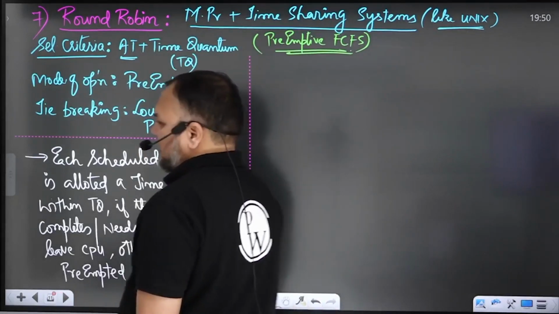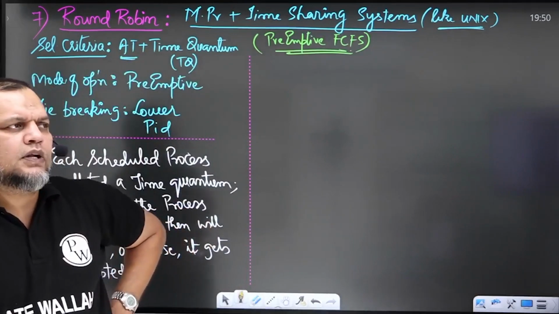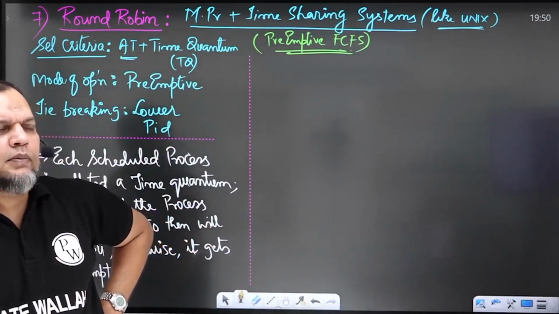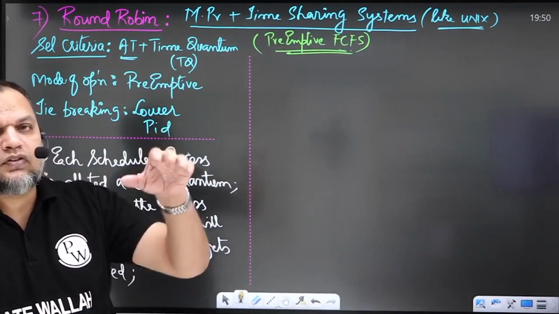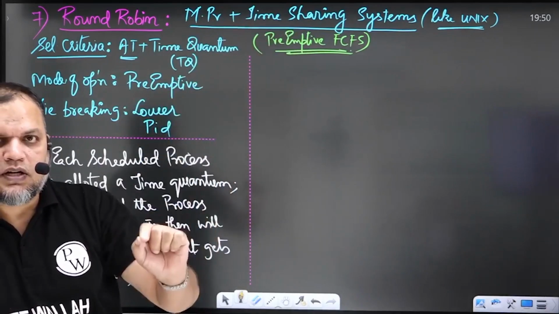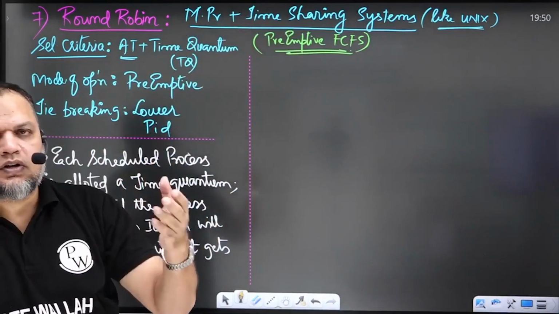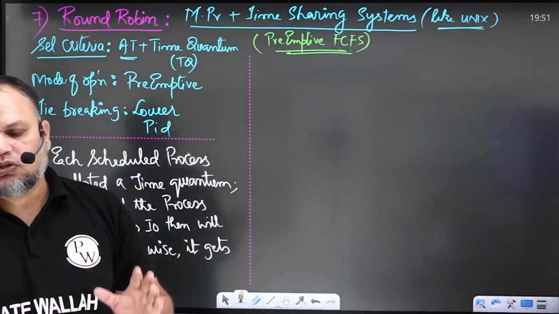Summarizing, processes are maintained in FIFO order. Every scheduled process gets a fixed time quantum. Within the time quantum, if it completes, well and good. If it doesn't complete, the time quantum expires, the process gets preempted and is put back into the queue. The next process in line is taken and scheduled. This way we continue until all processes finish their execution. This is the notion of round robin.